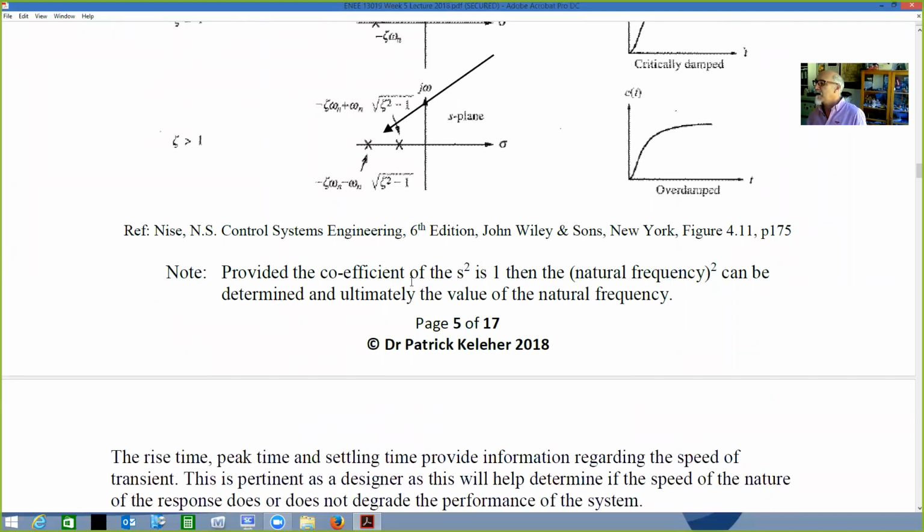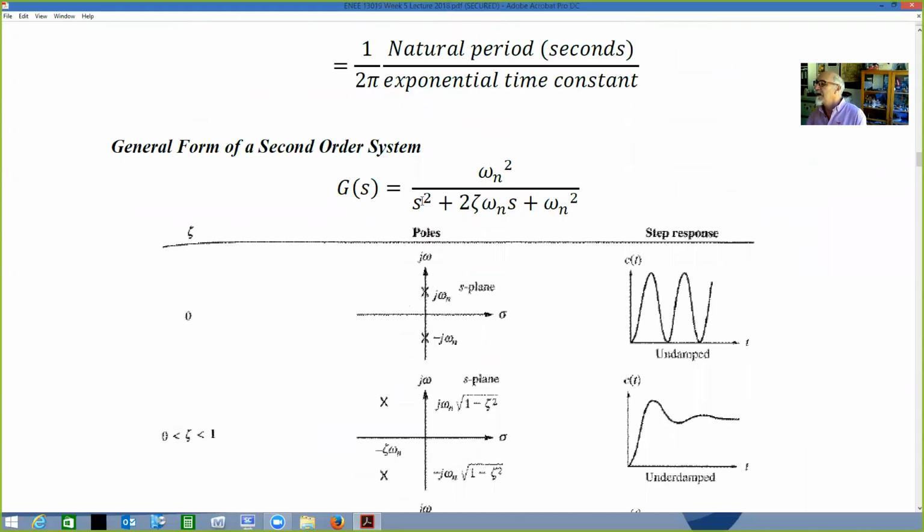Provided the coefficient of the s squared is 1, then the natural frequency squared can be determined and ultimately the value of the natural frequency. Now, that's very, very important. When you look at this expression for the transfer function and you're doing your problems, get in the habit of making sure that coefficient is 1. If it's 3s squared plus such and such, simplify by dividing through by the 3, or whatever the coefficient is. Make sure you simplify it before you do anything else. So get into the practice of doing that straight away.